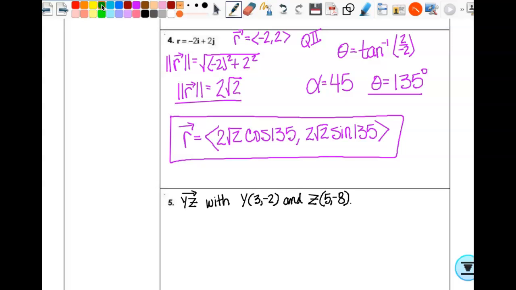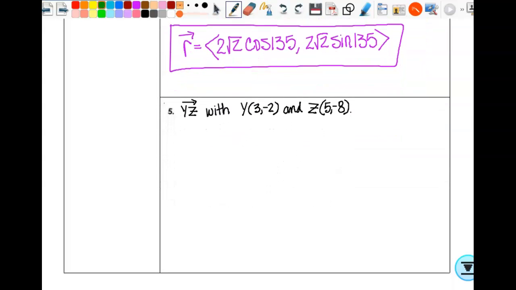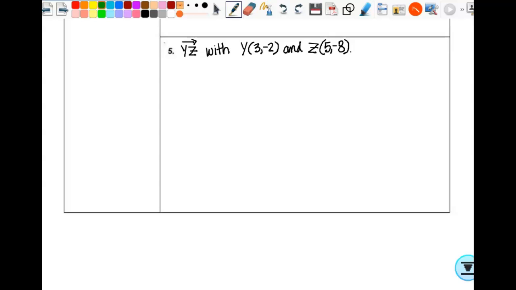All right. So on number 5, they've given us the initial and terminal points. So we need component form to be able to do that. Now, mine was missing for some reason, and yours isn't. So I don't know how the heck it disappeared off of mine, but that's why it's written funny. So vector yz in component form. Remember how to find that? What do you do? Subtract. Very good. So 5 minus 3 gives me 2. -8 minus -2 gives me -6. So you go ahead and do this one. Find the magnitude, find the angle, put it in trigonometric form.